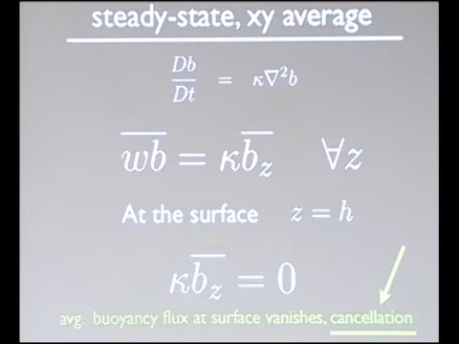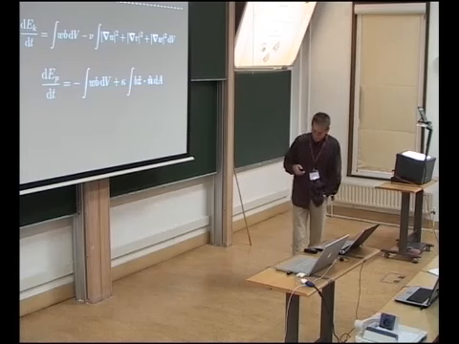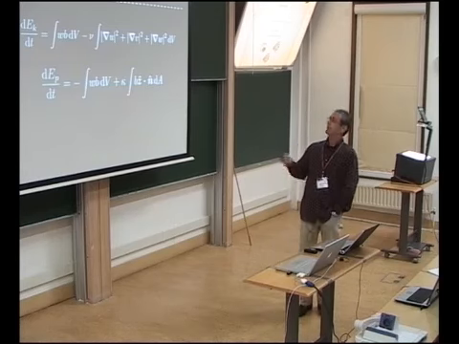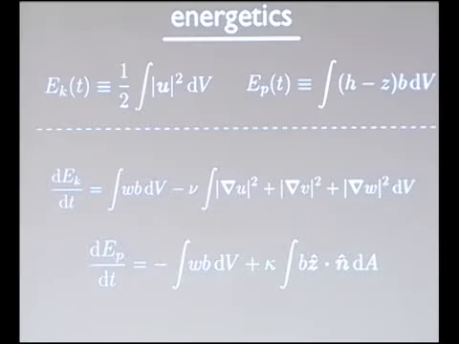I point that out, that the reason this is going to 0 is because there's a lot of cancellation of positive to negative influences, positive and negative contributions. Okay? So we get this simple result that the average diffusive buoyancy flux at the surface has to be 0. Okay. I said I was going to talk about energetics, so let's do energetics.